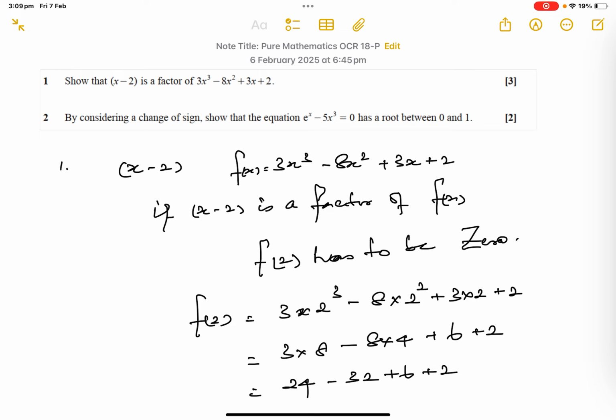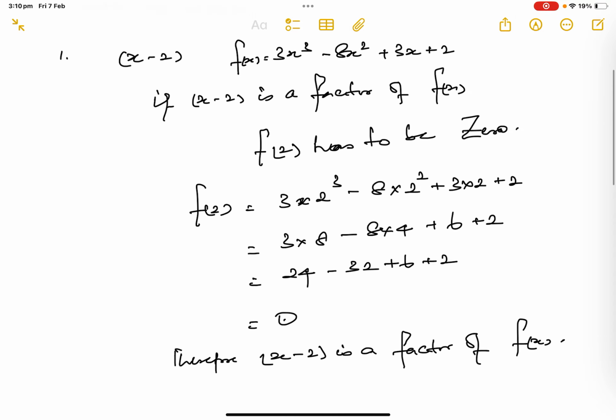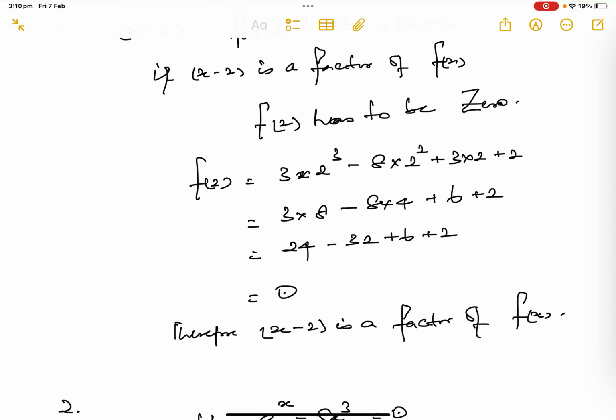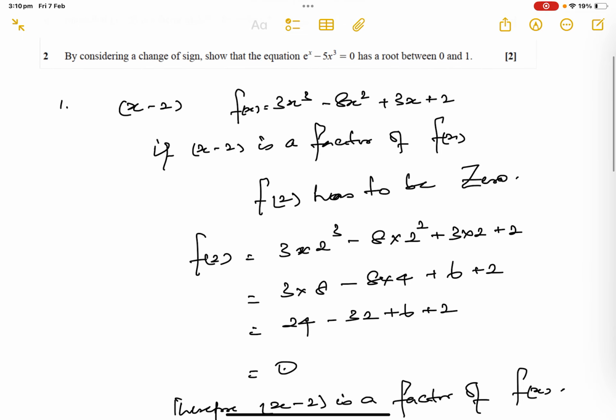If you could prove f(2) equals 0, because x minus 2 is a factor, so x equals 2, substitution into the function. If you could prove that it is 0, then x minus 2 is a factor. It's a part of our property of the remainder theorem. Right, okay.